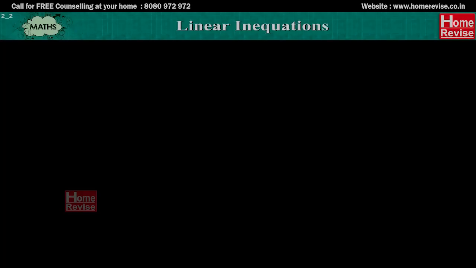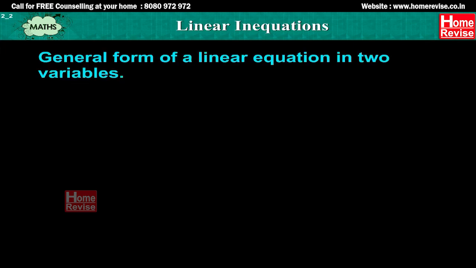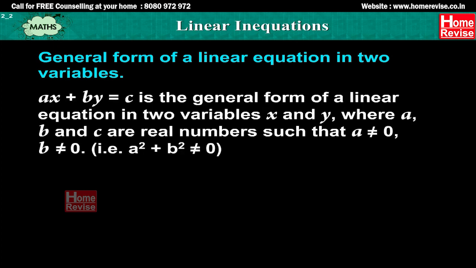Linear equations in two variables. General form of a linear equation in two variables. ax + by = c is the general form of a linear equation in two variables x and y, where a, b and c are real numbers such that a is not equal to 0, b is not equal to 0, that is, a squared plus b squared is not equal to 0.